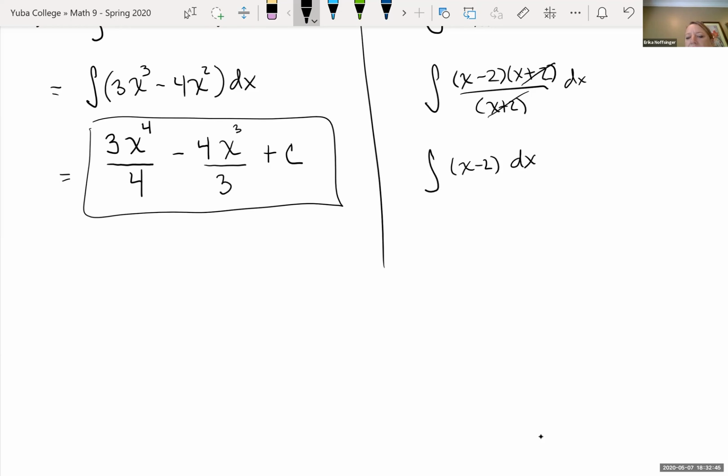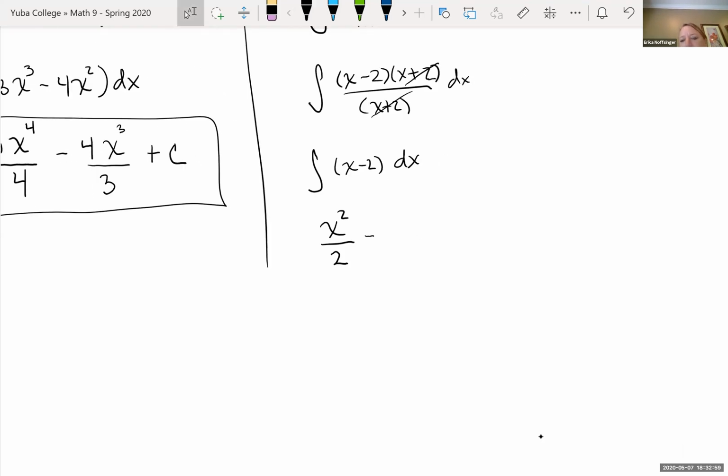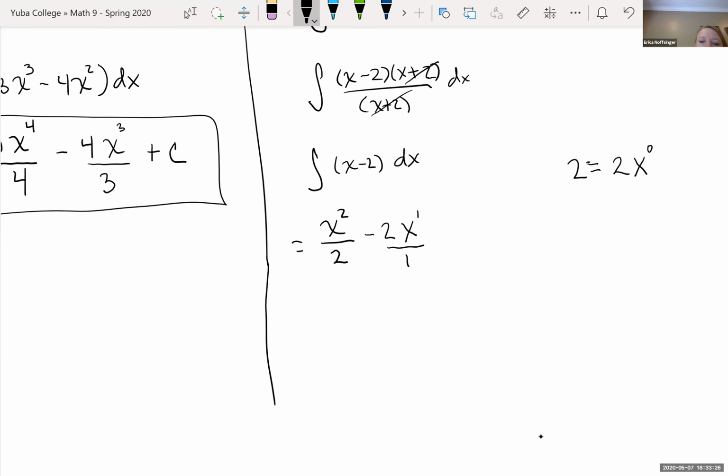So the antiderivative of x: add 1 to the exponent, so it's now 2, divide by our new exponent of 2, minus, and be careful here. If it helps you, if you have a constant, think of 2 as 2x to the 0 power. Using that rule, add 1 to the exponent, it is now 1, and divide by 1. I really don't need to show that. So this is equal to x squared over 2 minus 2x. Oops, and I forgot my plus c.